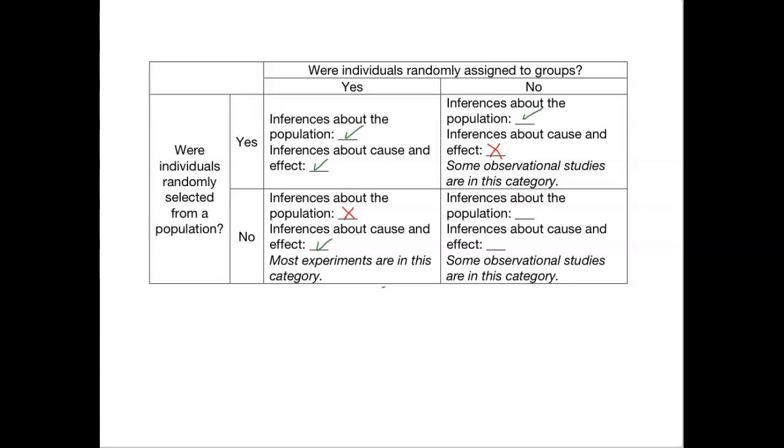Most experiments are actually in this category because you can't ethically randomly select a group of subjects from the greater population, right? You can't go, okay, I'm going to go into the census data and randomly select a group of people and force them into my experiment, right? They have to volunteer into experiments. So it's not a true random sample.